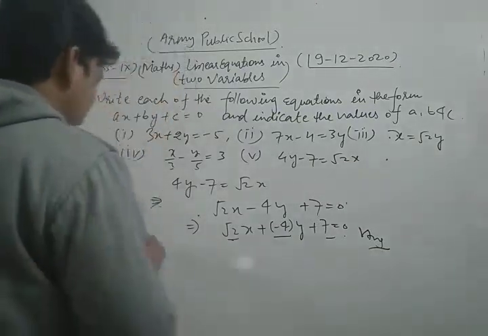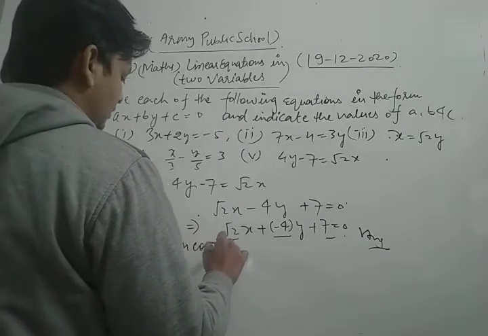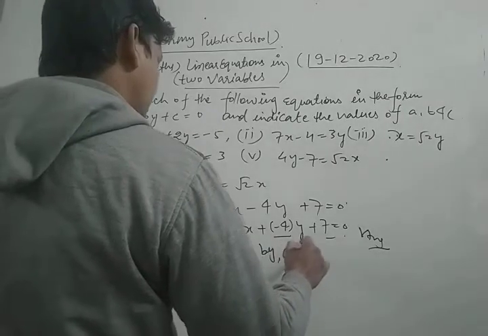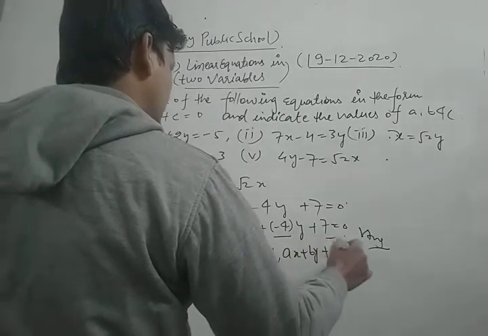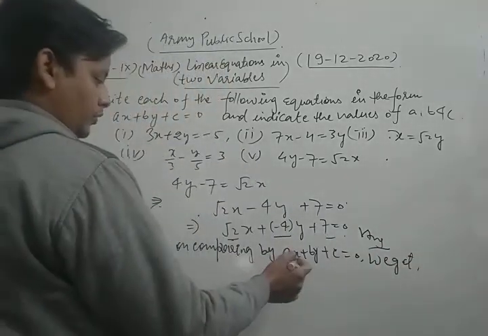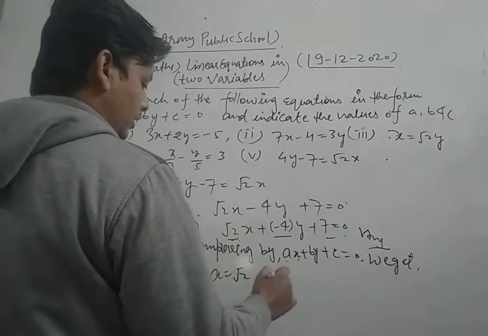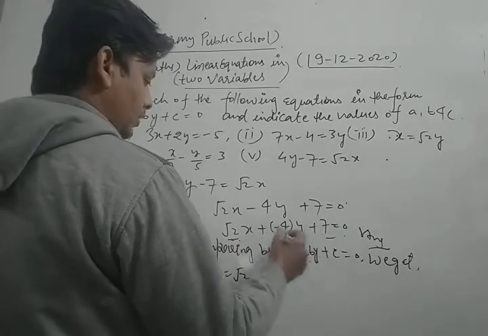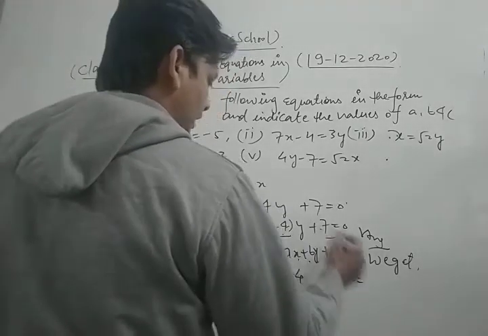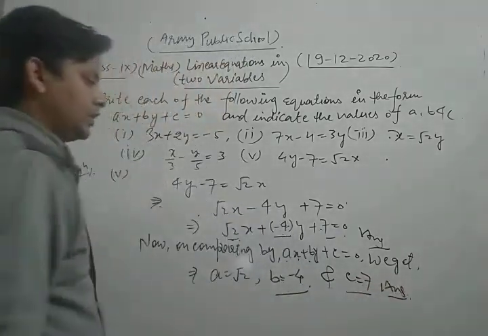Now, on comparing with ax plus by plus c is equal to 0, we get the coefficient of x is a here. The coefficient a is under root 2. The value of b is minus 4. And the value of c is 7. So these are the required solution of the given question.